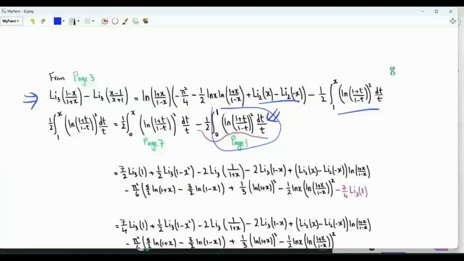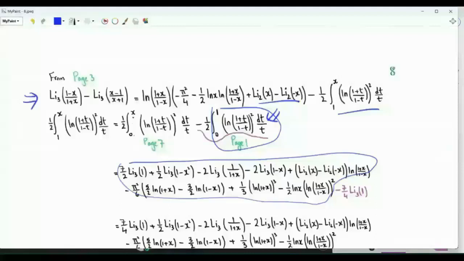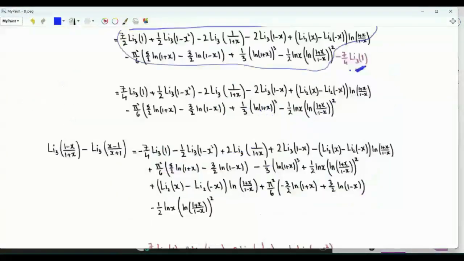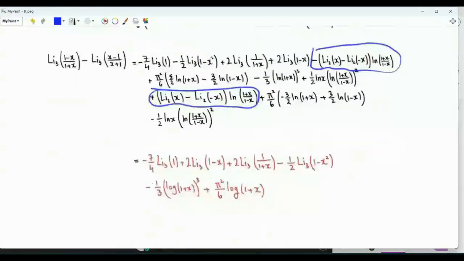The integral itself is 7 over 2 times the trilogarithm of 1, which is zeta of 3. Those are the terms that we obtain for the integral from 0 to x. We need to subtract 7 over 4 the trilogarithm of 1. This is our result for this integral times 1/2. The dilogarithms disappear, and we end up with an expression involving these two trilogarithms on the left-hand side, these four trilogarithms on the right-hand side, in addition to these two terms.